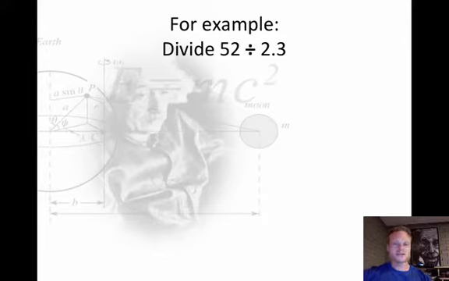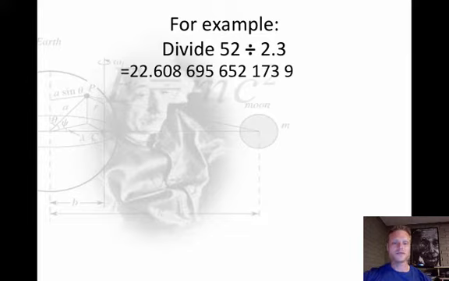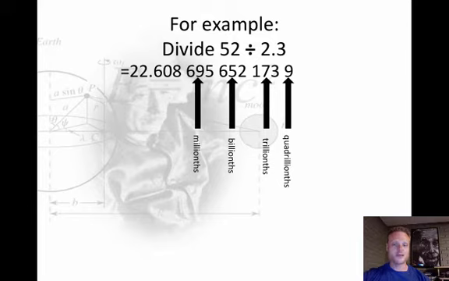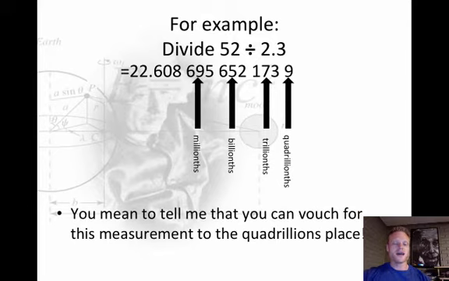So for example, let's say you throw in your calculator 52 divided by 2.3. Okay, and you do that, and you get this number. This is what pops up on your calculator. Okay, 22 point, a whole bunch of stuff. You'll notice we have numbers in the millionth place, the billionth place, the trillionth place, and the quadrillionth place. Okay, and so you're telling me right now that you can vouch for this measurement to the quadrillionth place? That basically is not believable. You are not able to be that accurate.